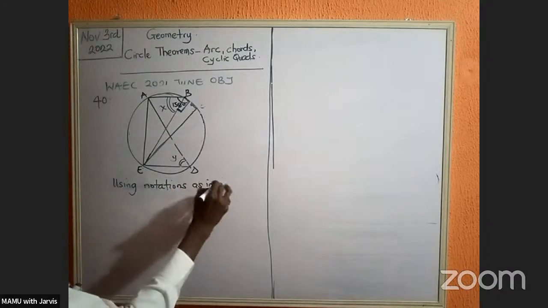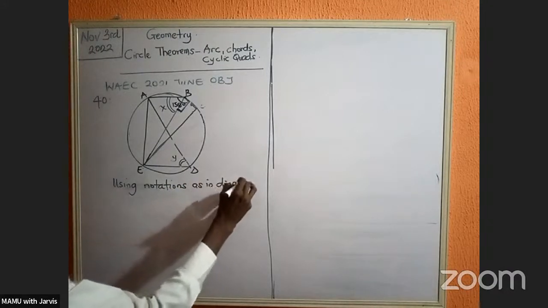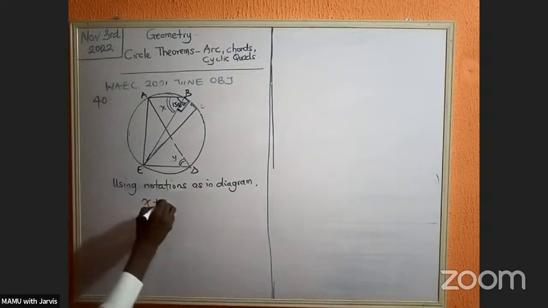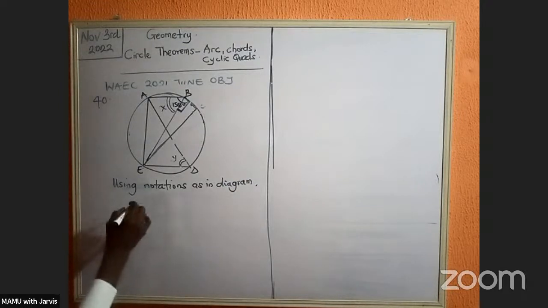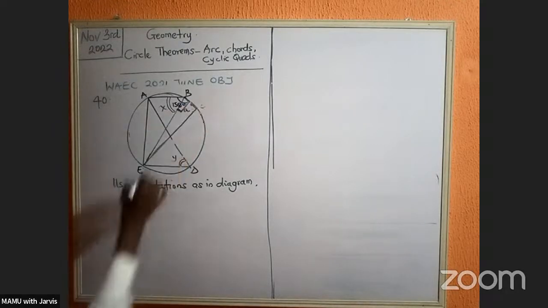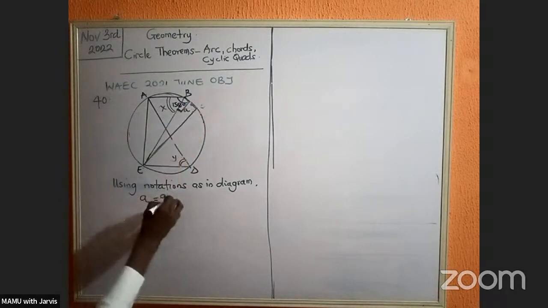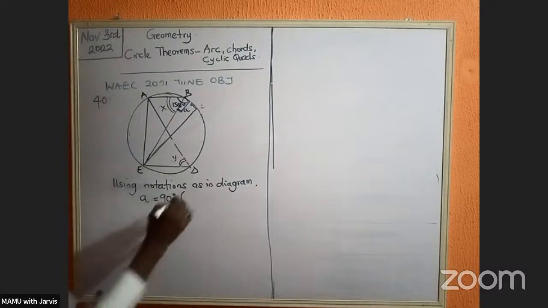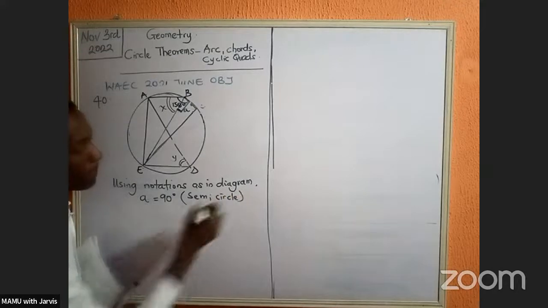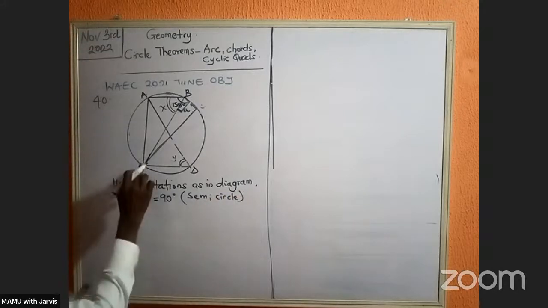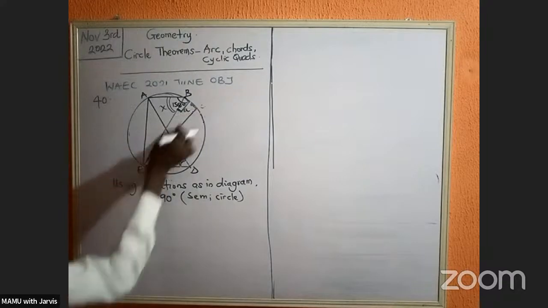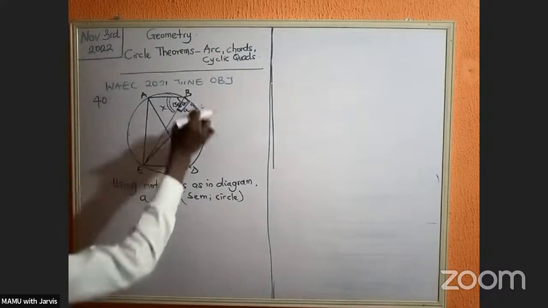As in diagram, what happens? Let me call this one A, small letter A. So angle A is equal to 90 degrees. And what's the reason for that? Semicircle. This diameter, this diagonal, is going to cut 90 degrees with this triangle.